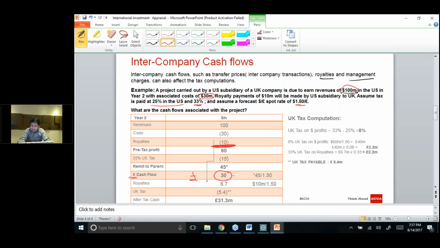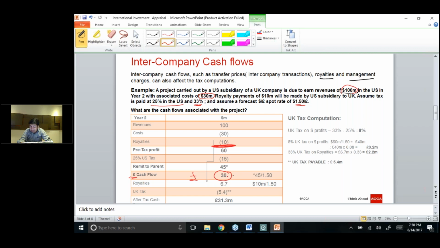And royalty of 10 million is being transferred from the subsidiary company to the parent company. It will also be converted at $1.50 per pound. It will now equal 6.7 million royalty. Now, there are two income flows to the parent company. One is 30 million and the other is 6.7 million.